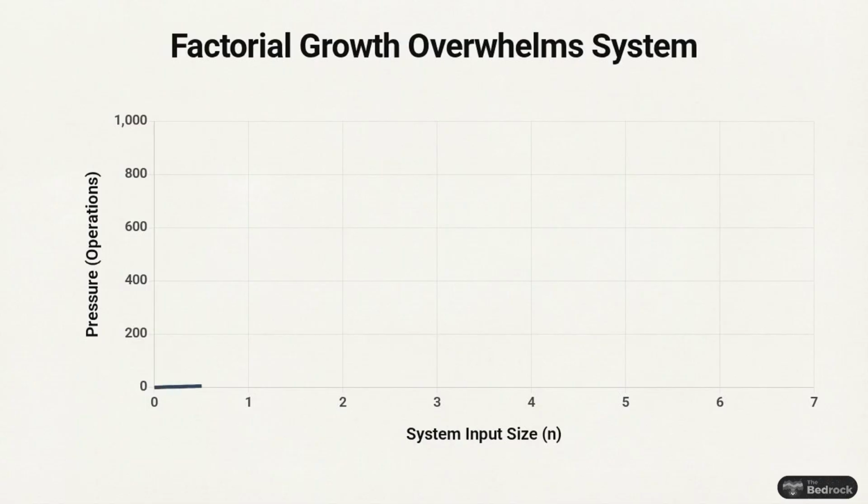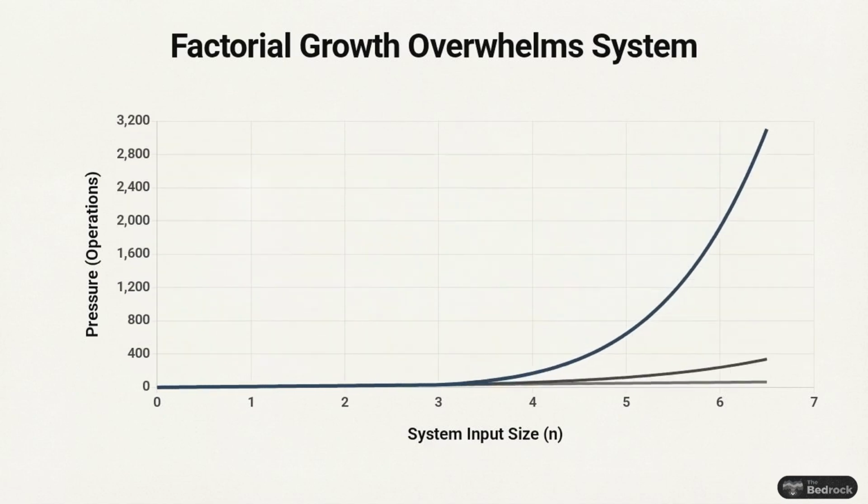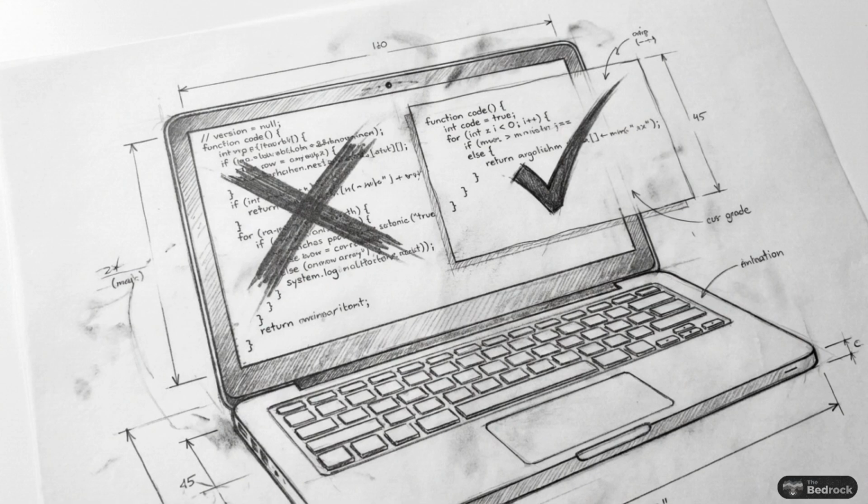To predict whether a piece of software will function under pressure, you must understand exactly how the sequences inside its architecture scale. Optimization occurs when a developer identifies the specific mathematical sequence governing an algorithm and swaps it for a pattern that scales more efficiently.